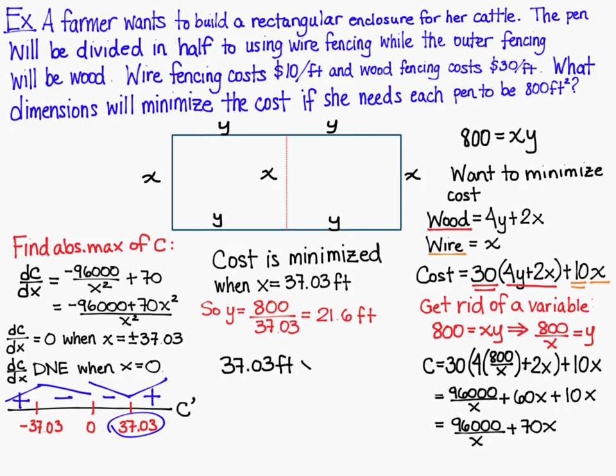So therefore, the area of each pen is maintained to be 800 square feet, and the cost is minimized when we have each pen with dimensions 37.03 feet and 21.6 feet.